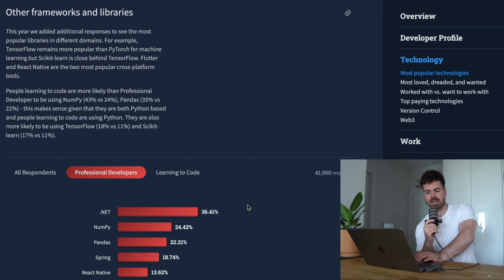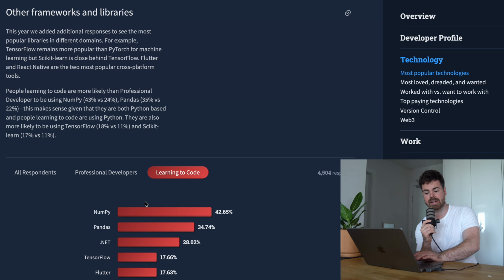Within other frameworks and libraries, .NET is reigning champ, 36.41% of respondents using. Within learning to code, NumPy and Pandas. So these are Python libraries.